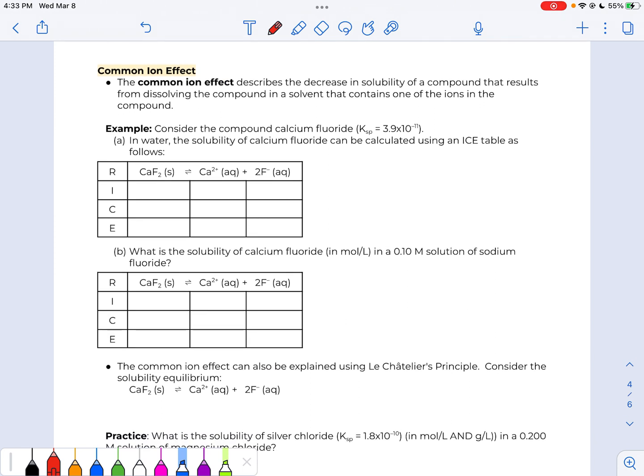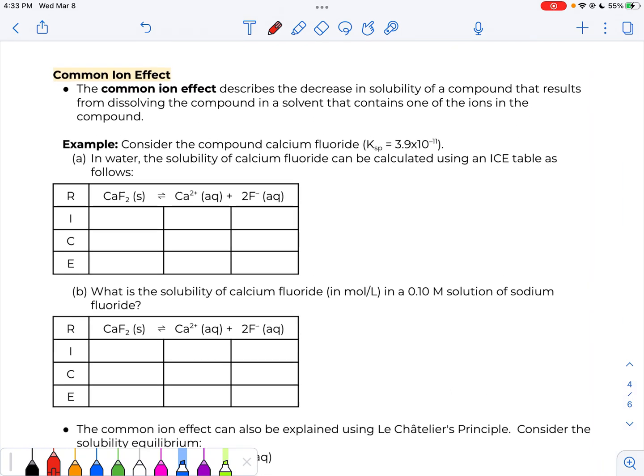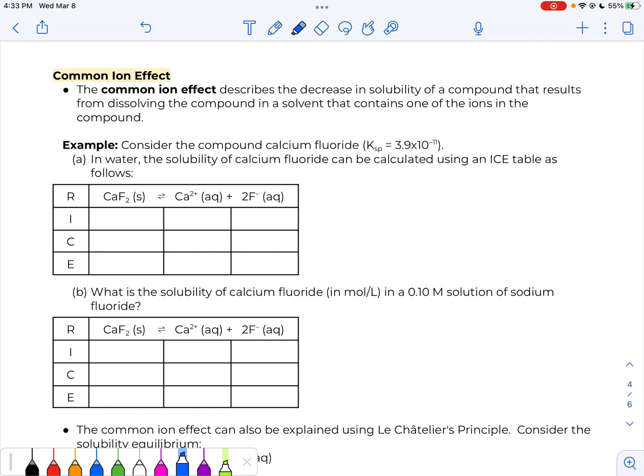Okay, next up, common ion effect, moving forward. So what is the common ion effect? Common ion effect describes the decrease in solubility of a compound that results from dissolving the compound in a solvent that contains one of the ions in the compound. So that's kind of a mouthful, right? So let's say that instead of taking a compound and dissolving it in water, you take a compound and dissolve it in some other solution. If those two compounds share an ion, they have something in common, then the common ion effect will go into place. So let's see what that looks like numerically.